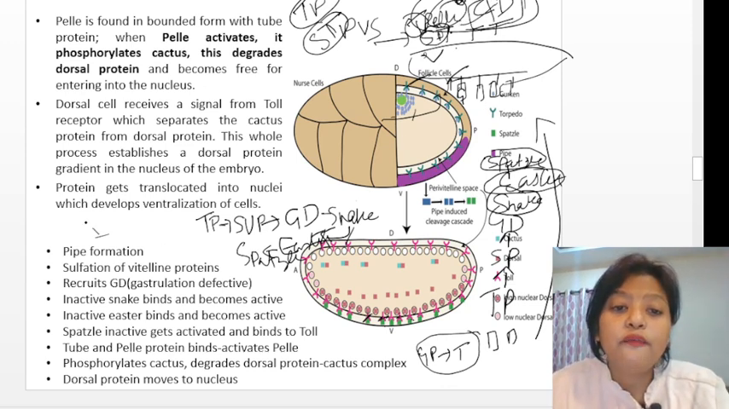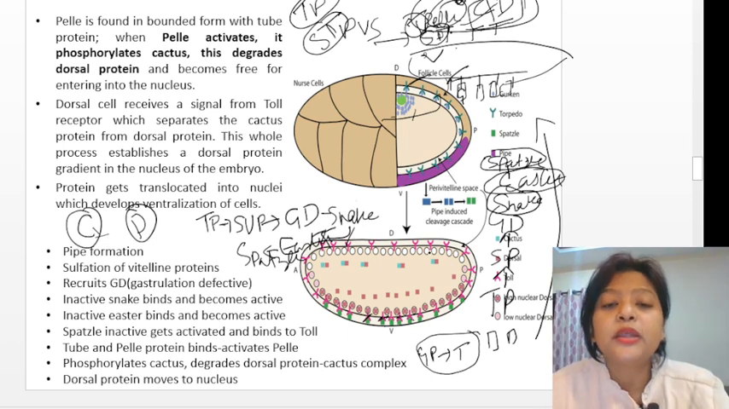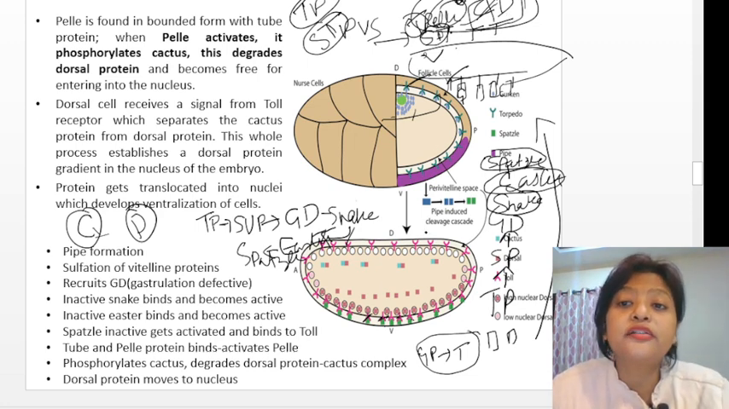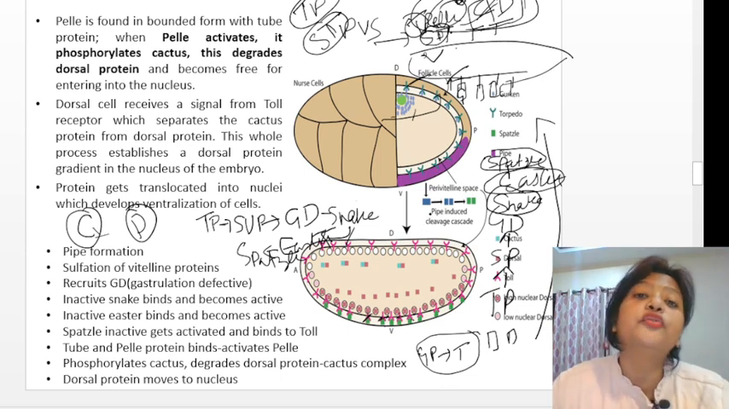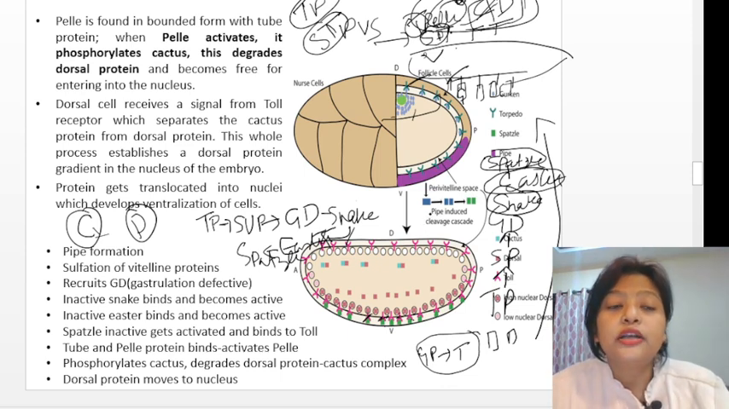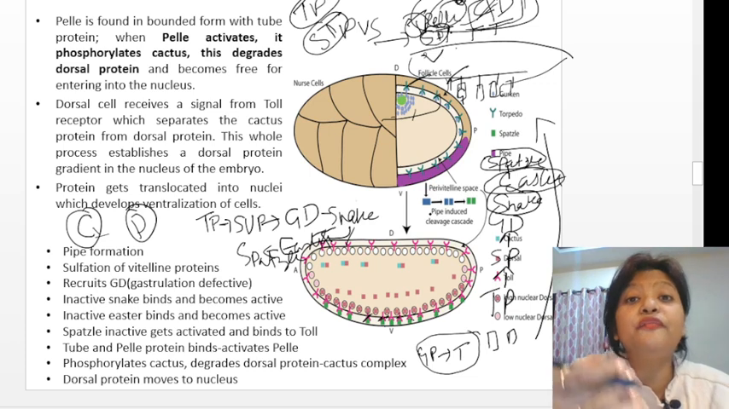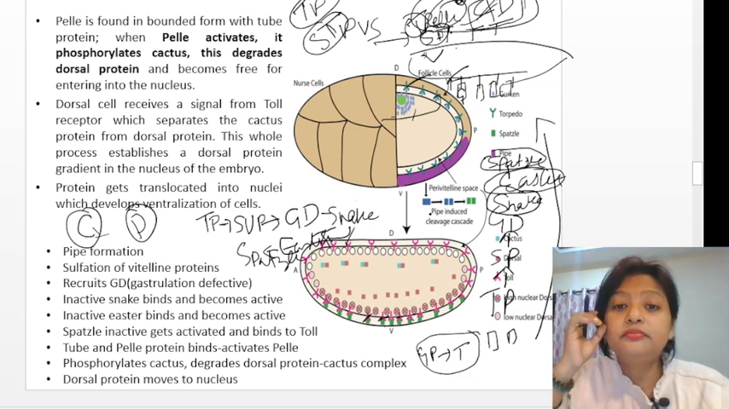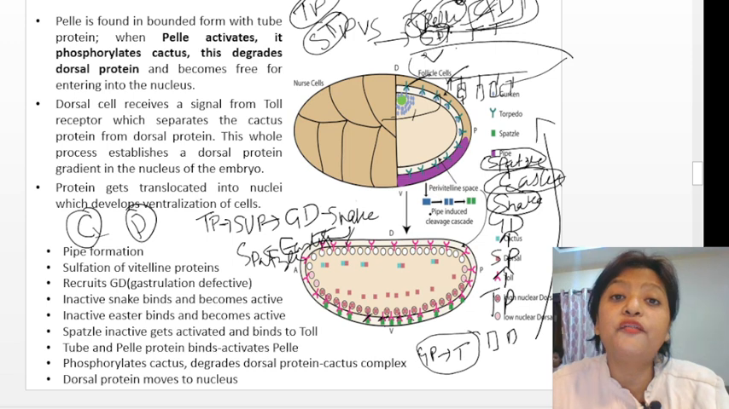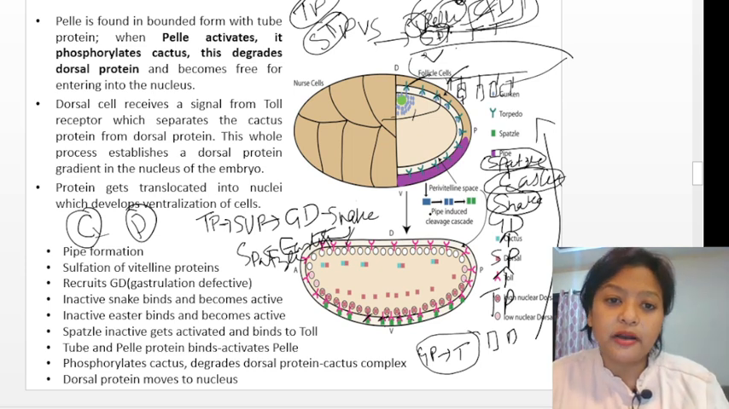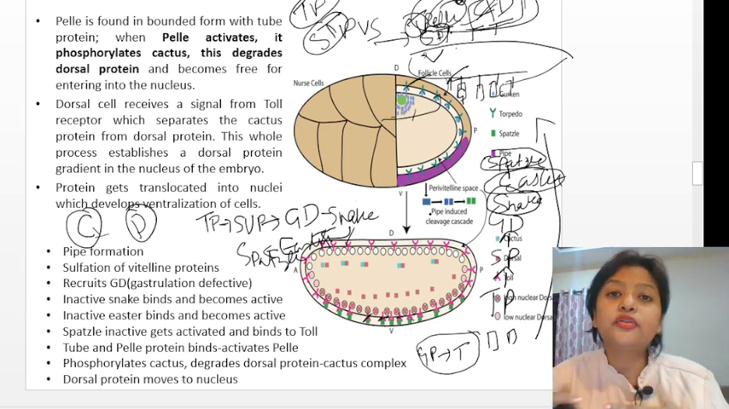Okay, so now we have cactus separate and we have dorsal separate. When this occurs, cactus will gradually leave the cell out here, and dorsal will move into the nucleus. As soon as dorsal goes into the nucleus, what will happen? Dorsal will lead to the ventralization of the cells. Because for ventral patterning to occur, the dorsal has to move to the nucleus part.